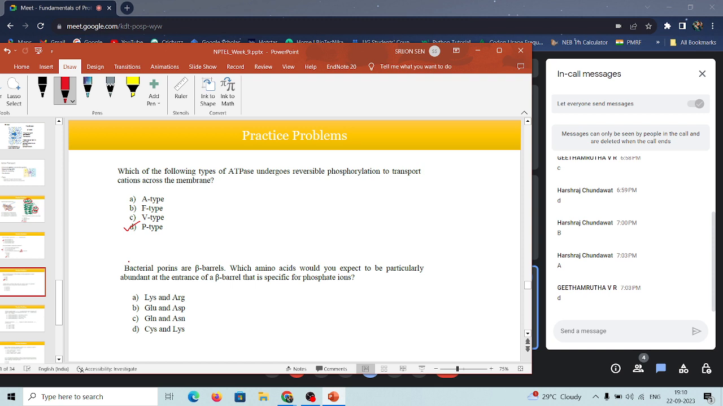Like reversible phosphorylation, you can tell it's P because it has a similar kind of abbreviation. Like for A-type ATPases, they were found in archaea. So you can tell in that manner.